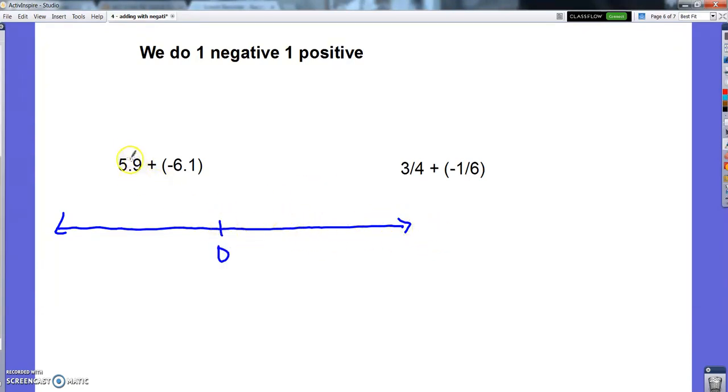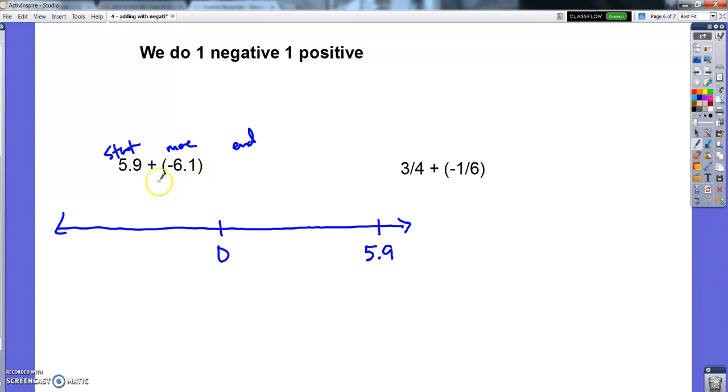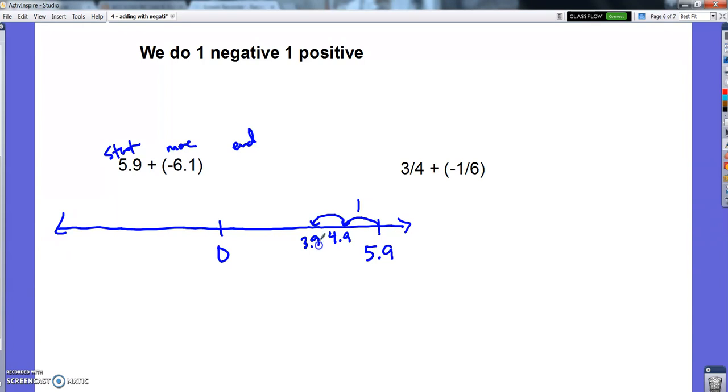So I'm going to start at 5 9/10. Remember, start, move, end. And I'm going to make my 6 and 1/10 move in the negative direction. So I'm going to do my 6 first. So that's going to take me to 4 9/10, 3 9/10, 2 9/10. I'm going to run out of space. 1 9/10, 9/10. How many have I done? 1, 2, 3, 4, 5.